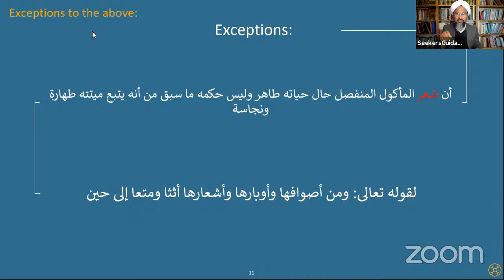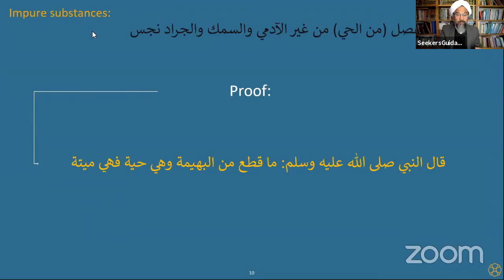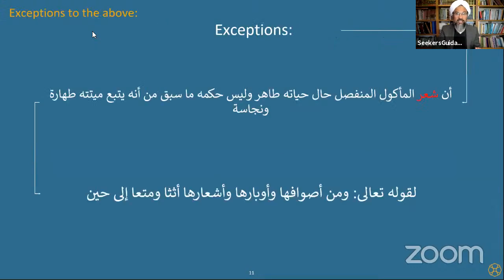And its ruling is not the previous ruling which we mentioned in the previous slide. This is an exception. And where do we get that from? Why is it that we made an exception in this particular regard? Because the statement of the Prophet ﷺ is quite clear. The statement that reads as follows: مَا قُطِعَ بِنَ الْبَهِيمَةِ وَهِيَ حَيَّةٌ فَهِيَ مَيْتَةٌ. Whatever is cut off of a living animal, that is considered to be carrion, and carrion is impermissible.